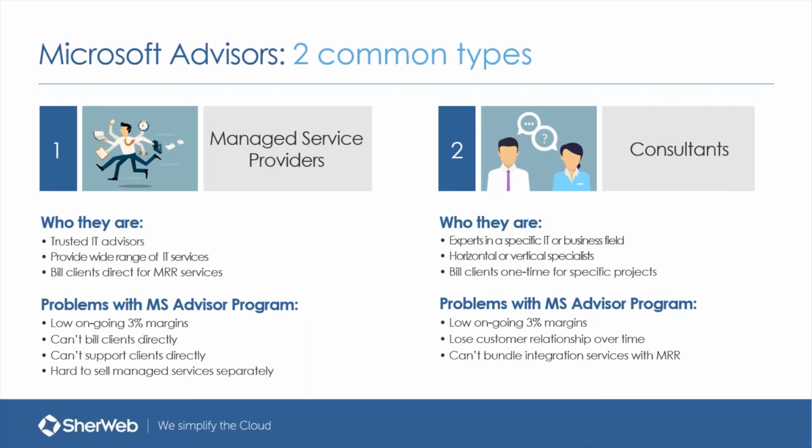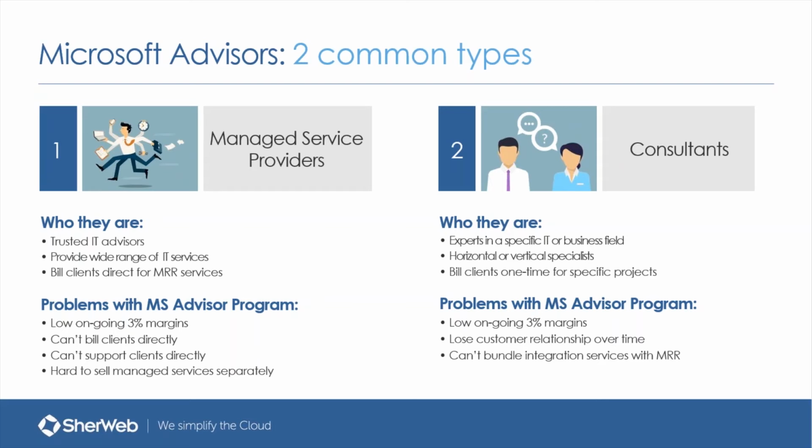For those Microsoft advisors that are MSPs, what we typically see is they are trusted IT advisors. They provide, or are trying to provide, a wide range of IT services, and they bill their clients directly for recurring services. The challenge they'd like to overcome with the advisor program in Office 365 is that the margins Microsoft has in place for the advisor program are 3%. They can't bill their clients directly, so they lose some of that control. They don't support them directly, so they can't wrap in value around their managed services with Office 365. So it's hard to sell those things and manage them separately.